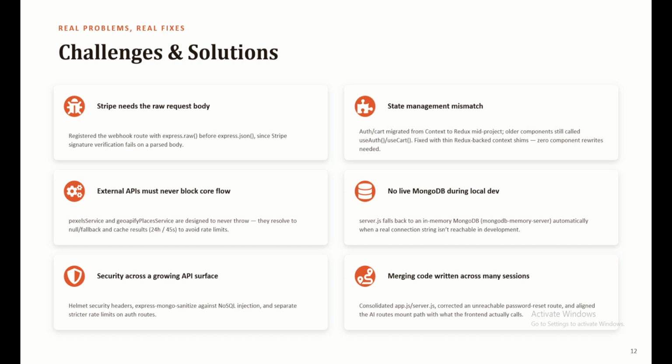External services like Pexels and Geoapify are designed to never throw, with caching to avoid hitting rate limits. In local development without a live MongoDB connection, the server transparently falls back to an in-memory database.